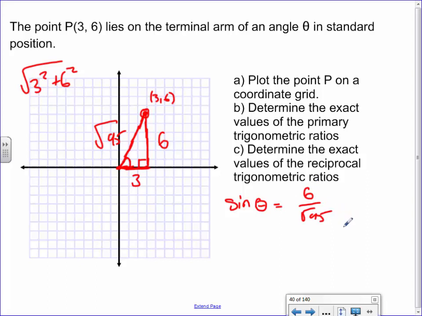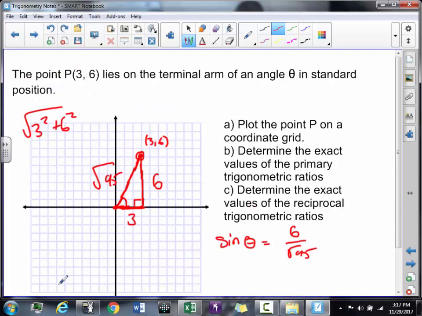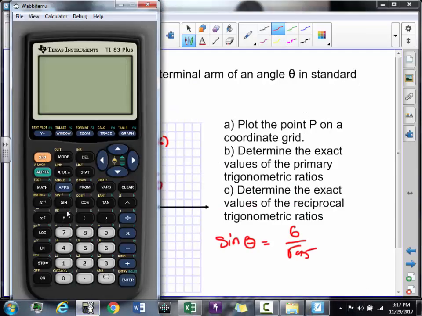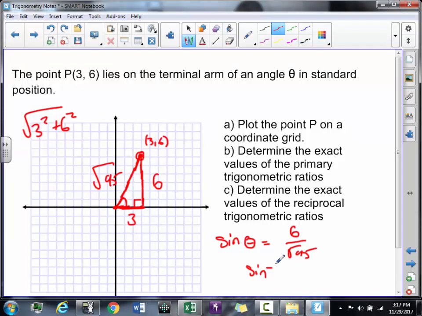Now, if you guys recall from previous years, how do you solve for this angle right here then? How do you undo a sine? You inverse sine, which on your calculator means to do this. Go second sine, 6 over root 45. That makes sense. That's the inverse sine. If you do sine inverse of 6 over root 45, this should actually tell us our angle.